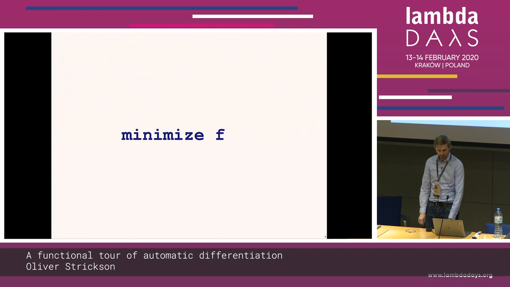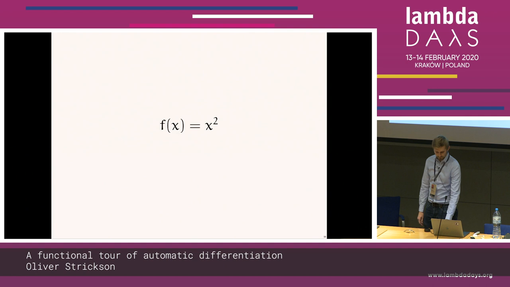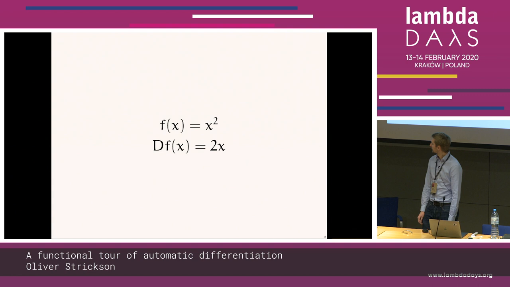That's fine. So I've got my optimization routine minimize there, and so I pass it this function that I want to optimize, which could be, for example, some sort of machine learning model that I want to train. But I also need to pass it the gradient, the derivative of that function. So that should be no problem. I just write down what my function is, and then I think for a little bit, and I use the rules that I learnt in school and work out what the derivative is, and then I just pass that. But what if my function is a bit more complicated?